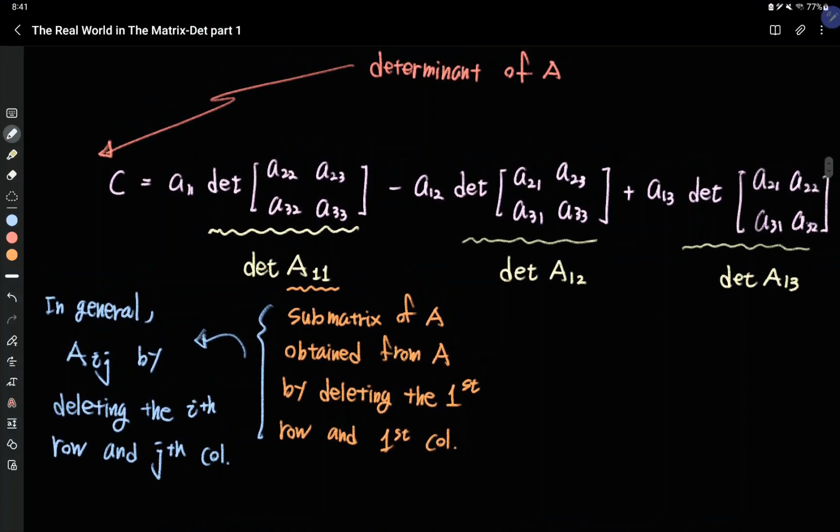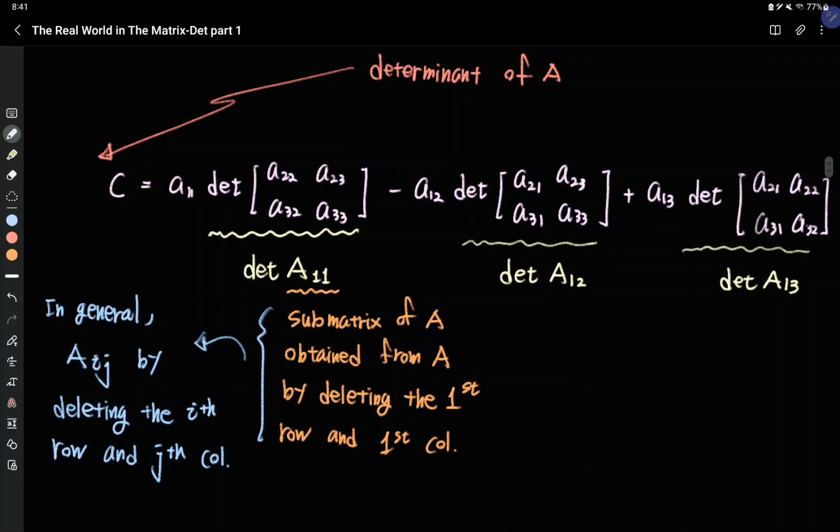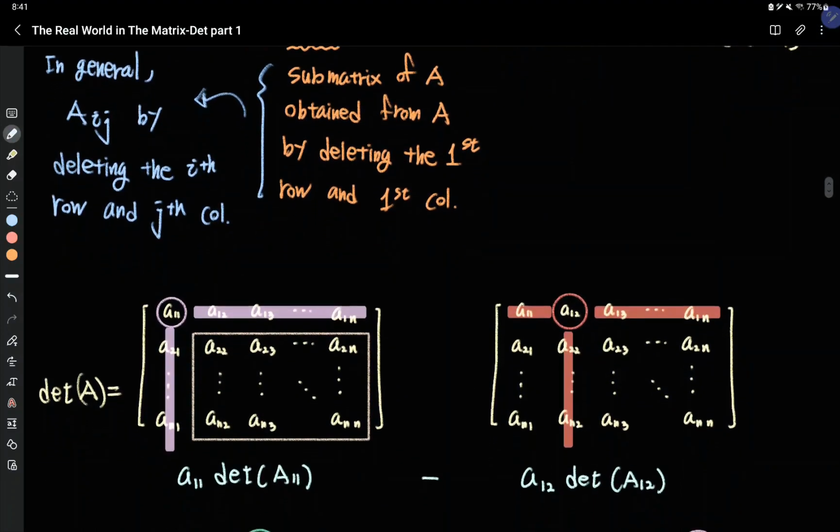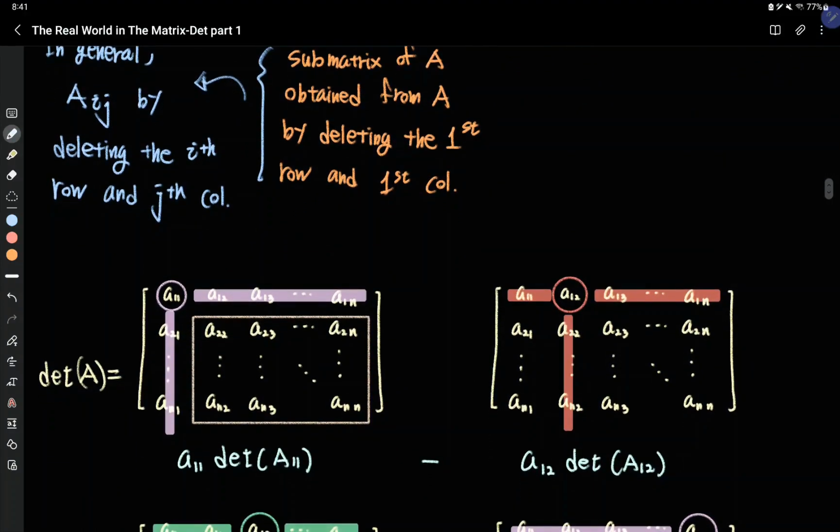If you are still confused about what submatrix means, just take a look at this. A sub 1 1 means what? The matrix obtained by deleting the first row and the first column, right? So we delete the first row and first column, and then this is the entry left over. So that's the submatrix A sub 1 1.